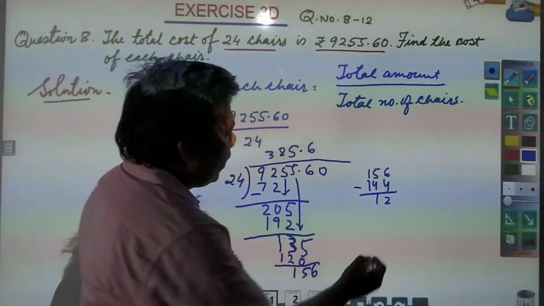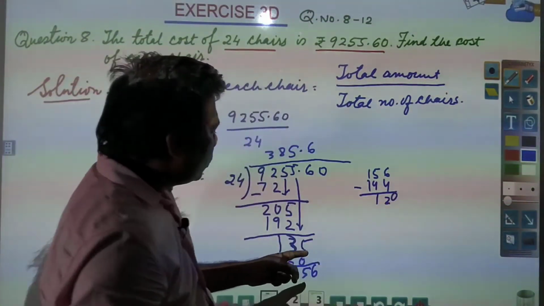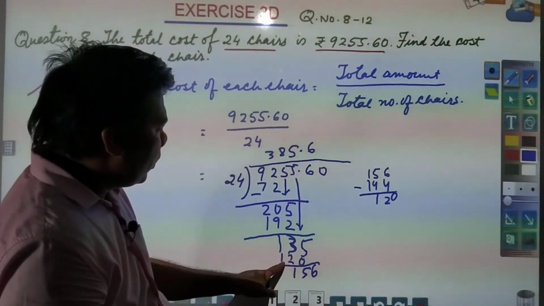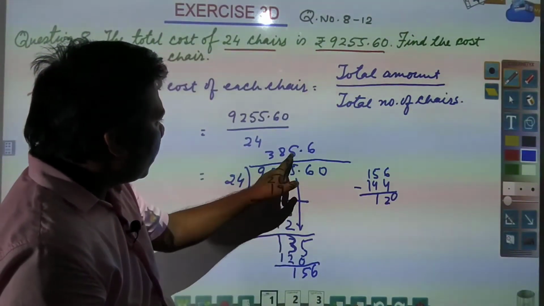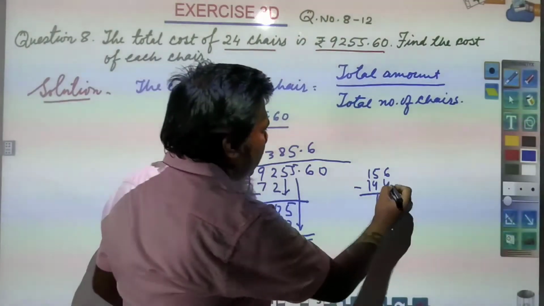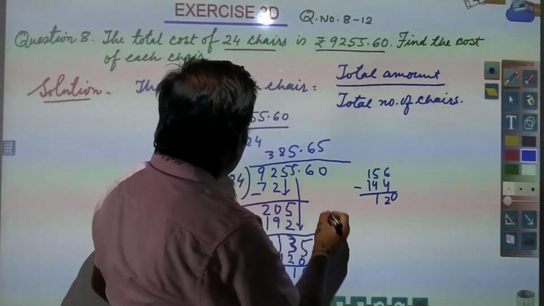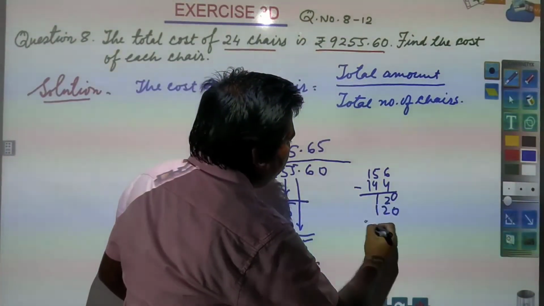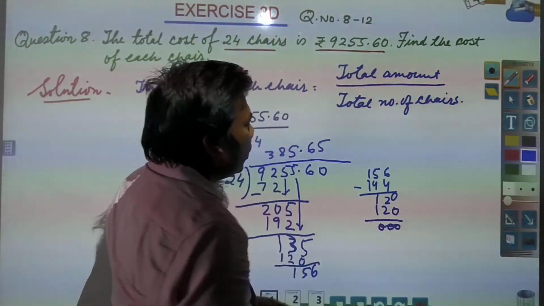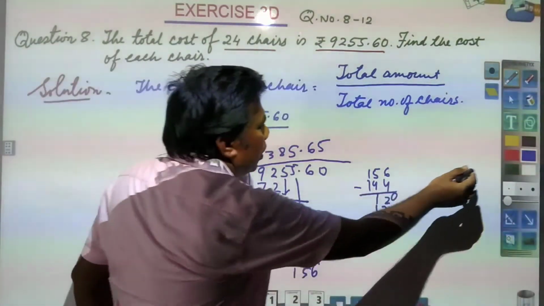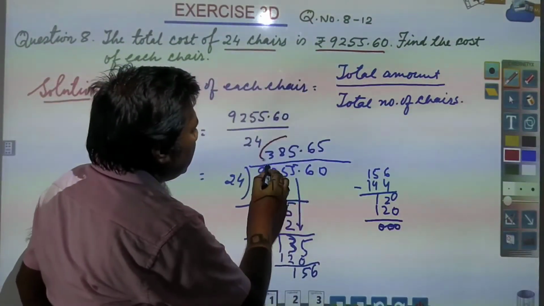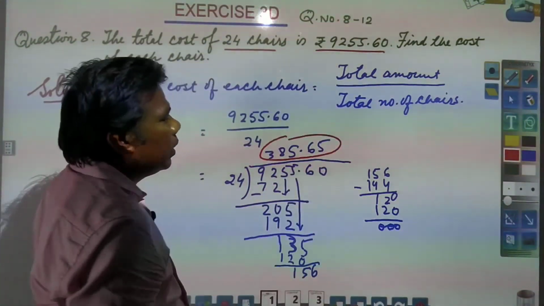Next you have digit 0. Now you see how many times it will go. You have got 120 by multiplying with 5, so 5 times it will go. So you will get 120 and the remainder will be 0. So you have got your quotient 385.65.